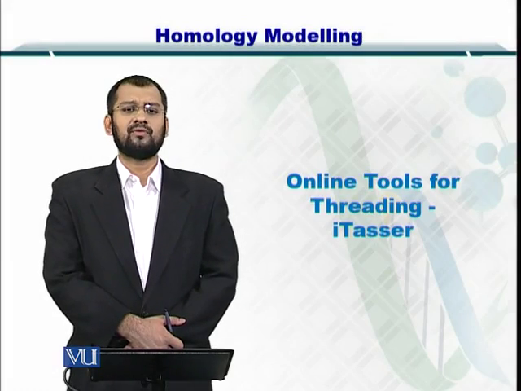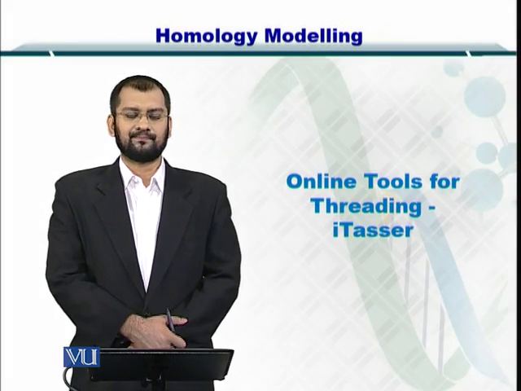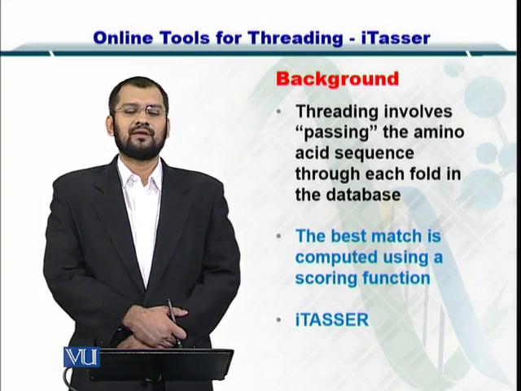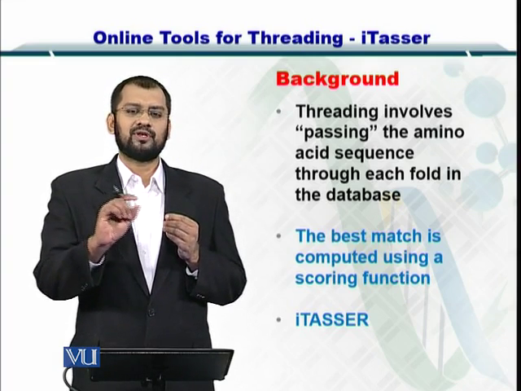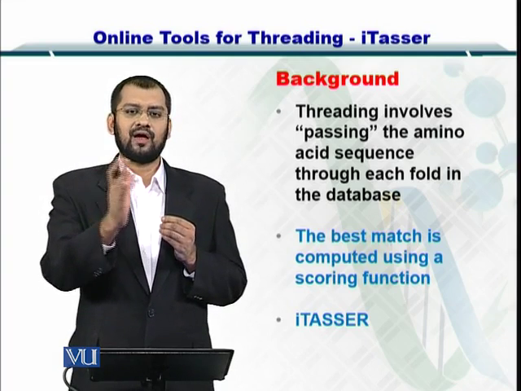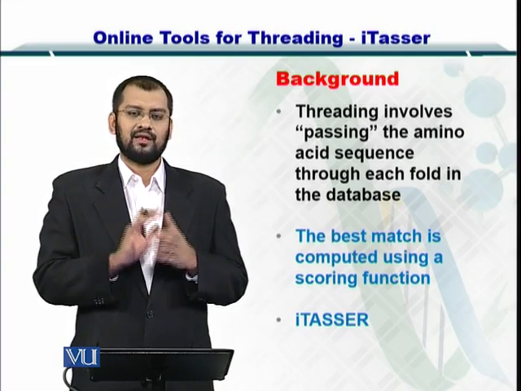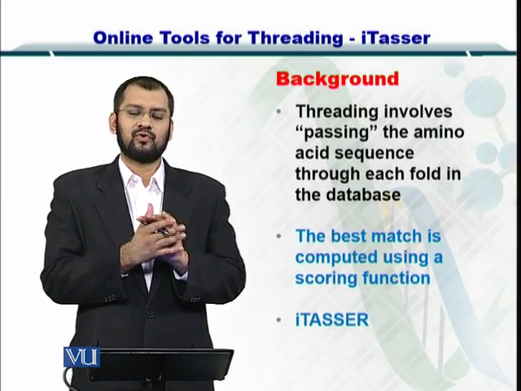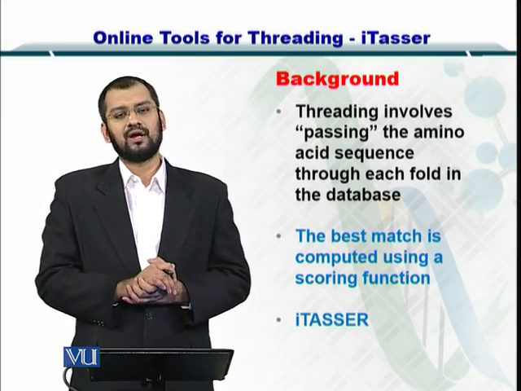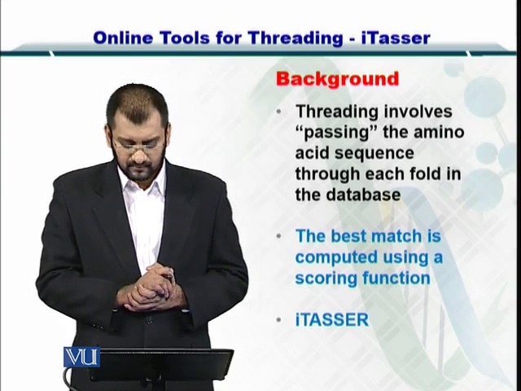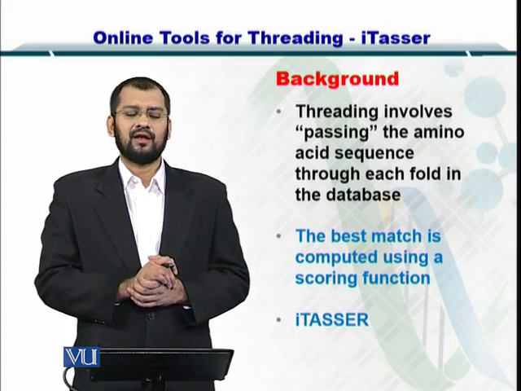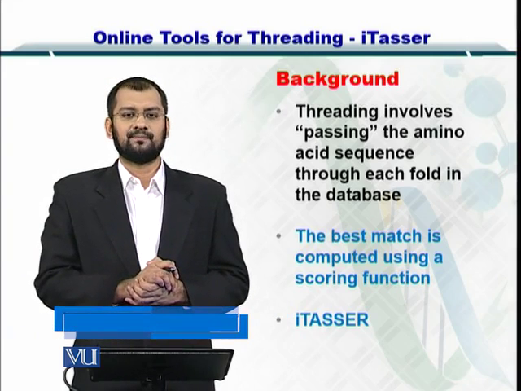Dear students, now we will look at a software that can be used to perform fold recognition or threading. The threading process involved passing the primary sequence of a protein through the various folds that you have from the fold databases, thereby arriving at the best collection of folds and bringing those folds into a single structure to create a tertiary structure for the protein. Now, the best match was scored using z-scores, and you finalized your prediction.